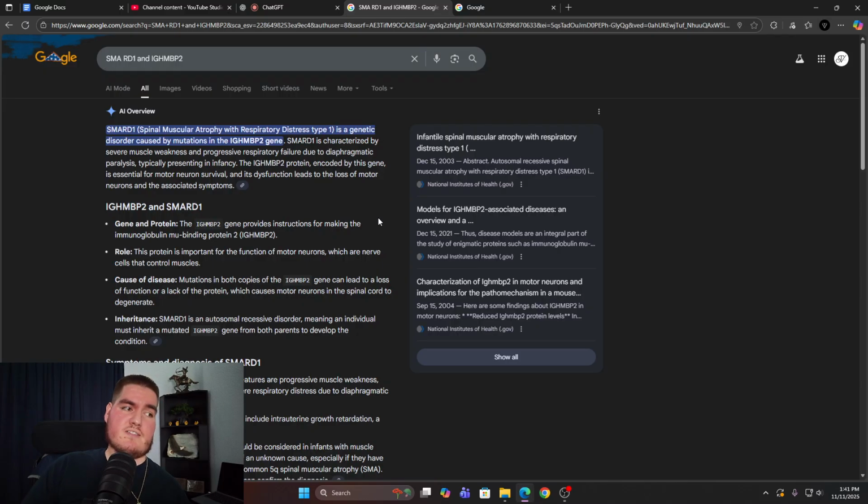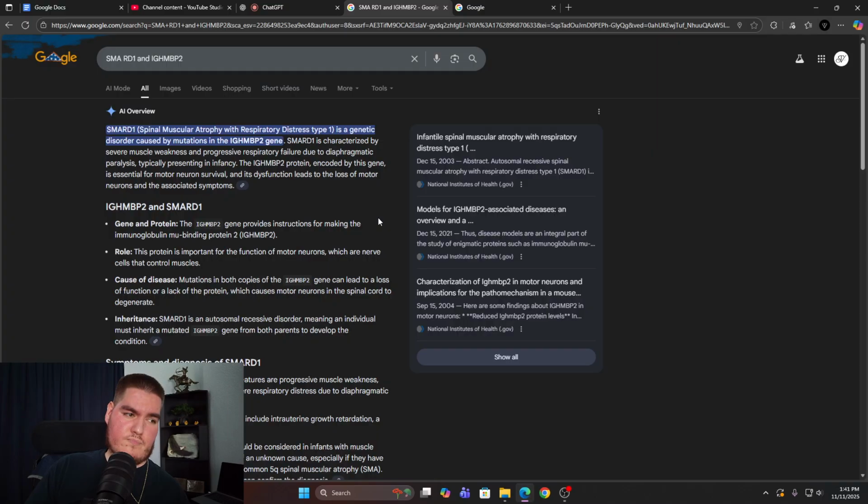So let's move on. So it says, IGHMBP2 and SMARD1, gene and protein. The IGHMBP2 gene provides instructions for making the immunoglobulin mu-binding protein 2. So what does this mean?